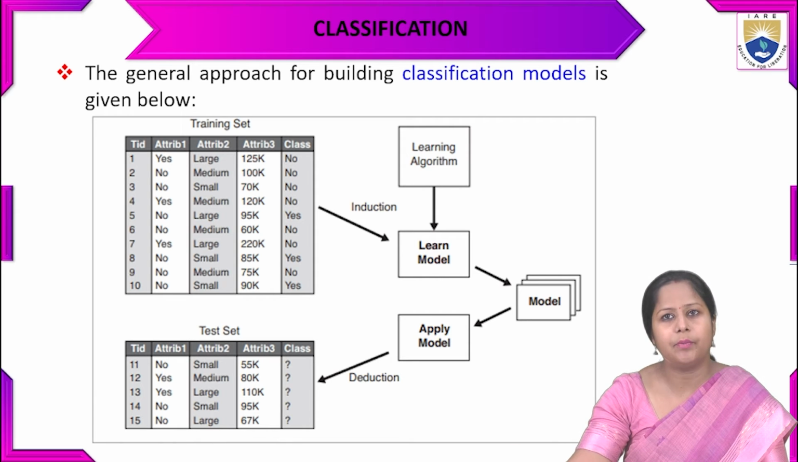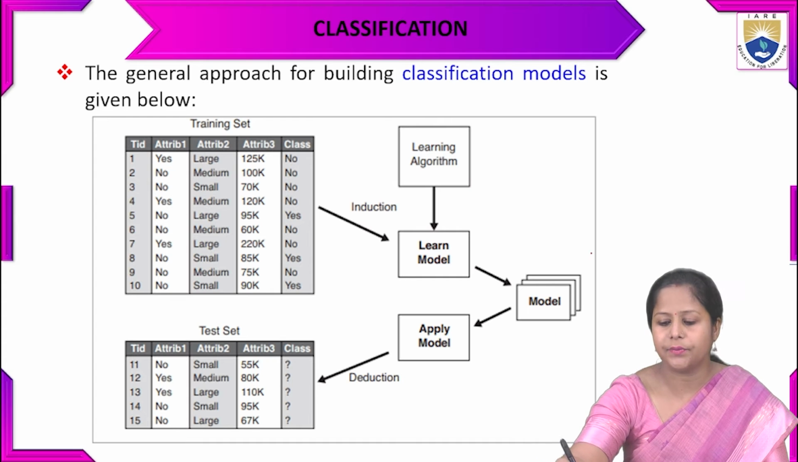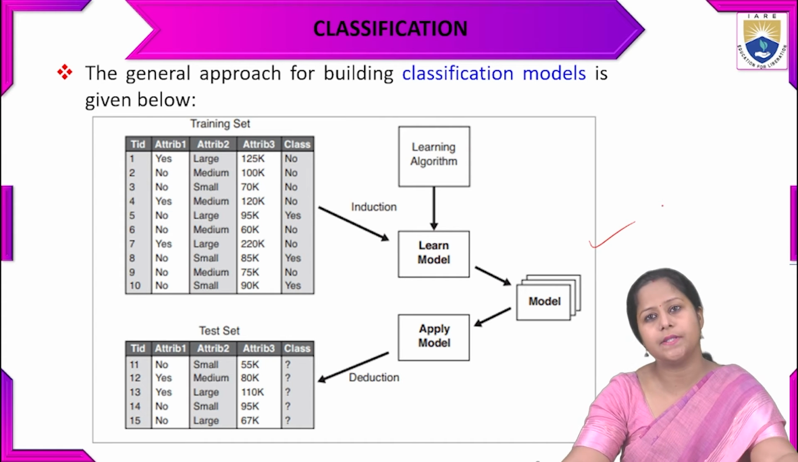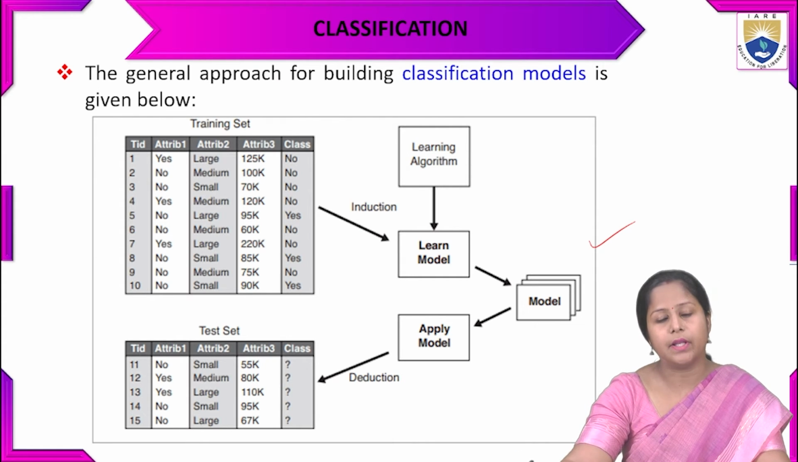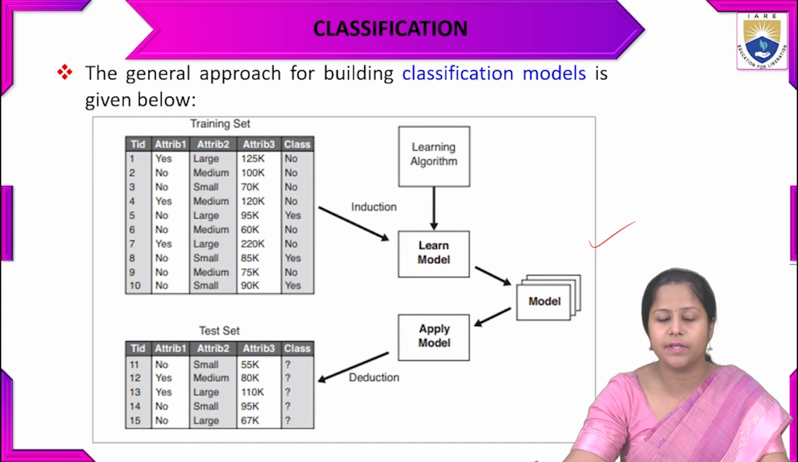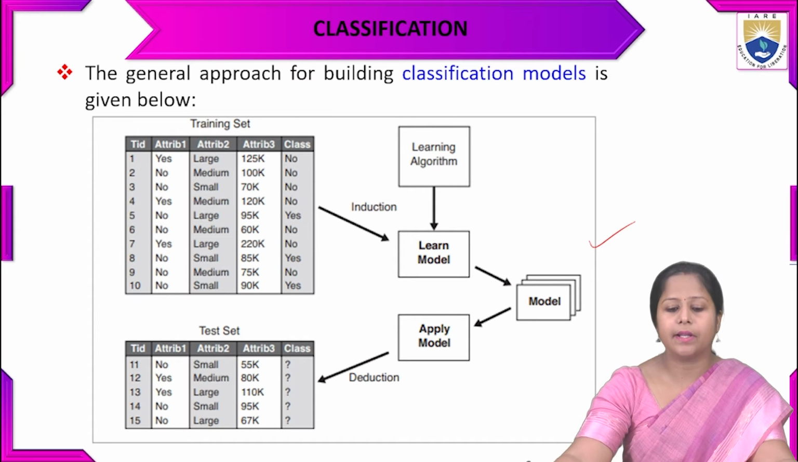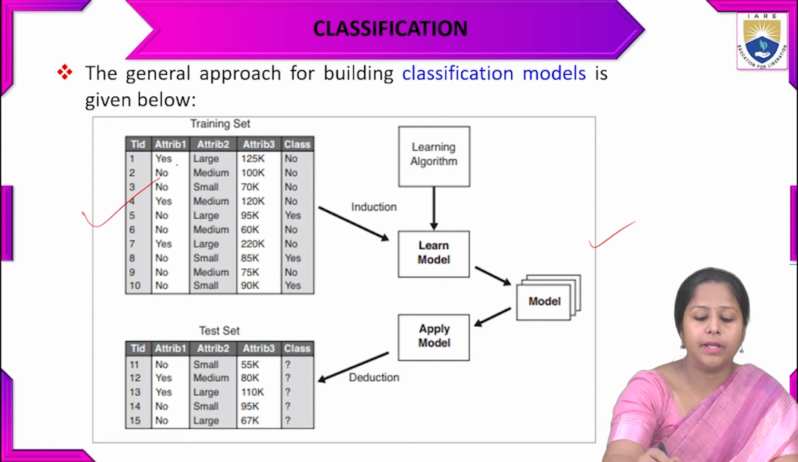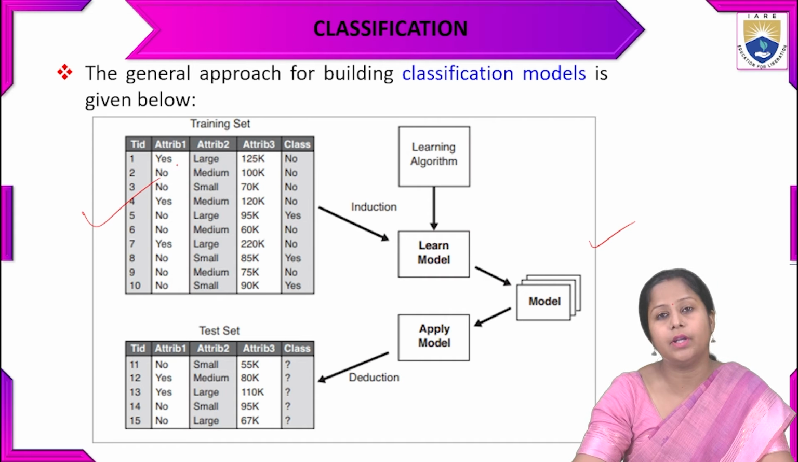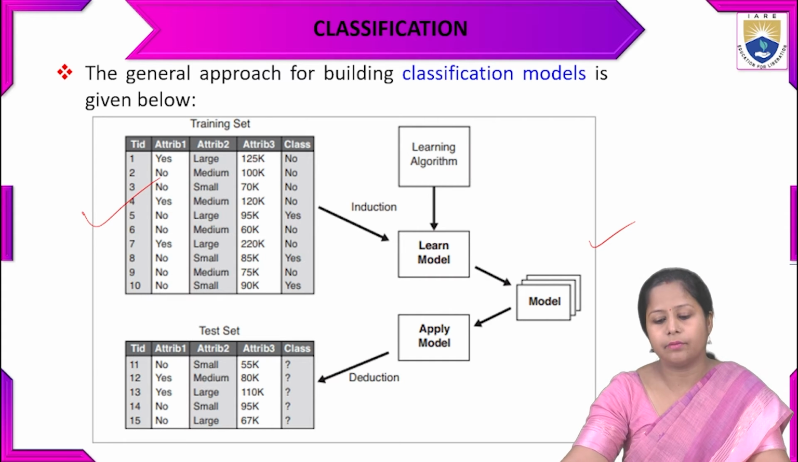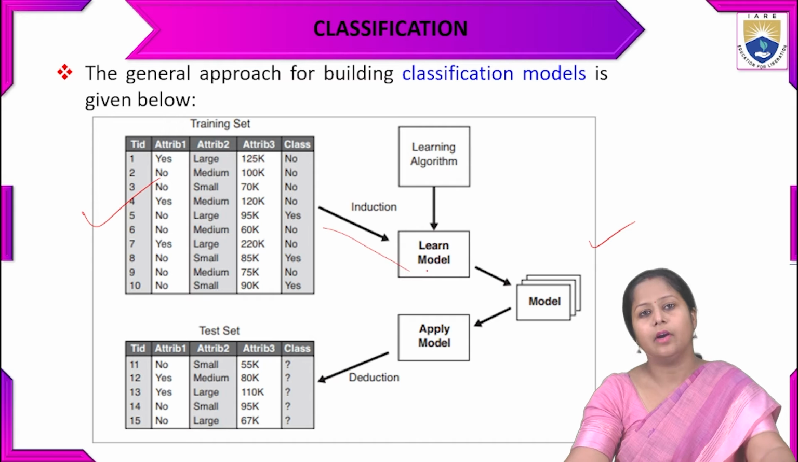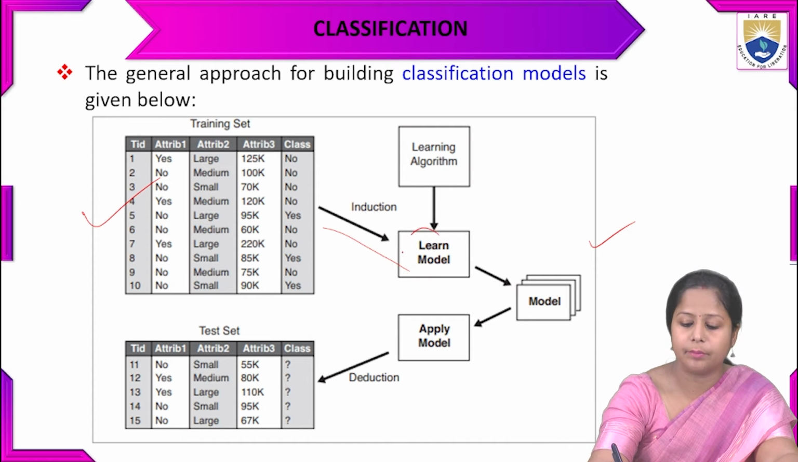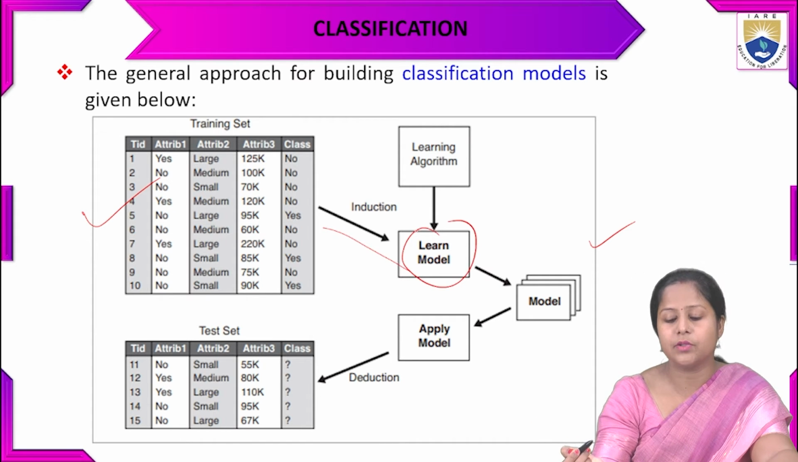So in the general approach, if we are going to build a classification model, it will look like this figure. This figure is going to tell about the whole classification process. The data set, the databases, what we know, will be the training sets. That will be given to the model to train the model. Then it will be induced onto the model, and on the basis of that the model is going to learn something, right?